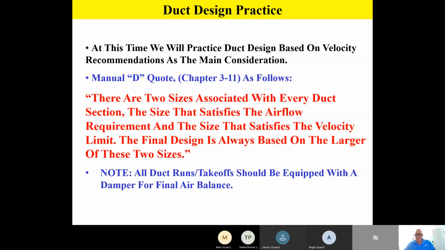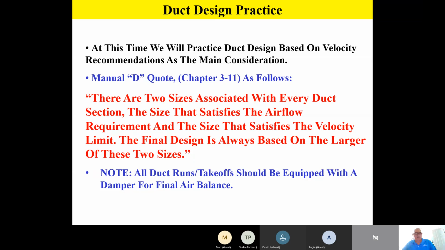And as long as we have a velocity criteria set forth, we can always design a duct system, both residential and commercial, based on the velocity method. So we're going to go ahead and do that today.